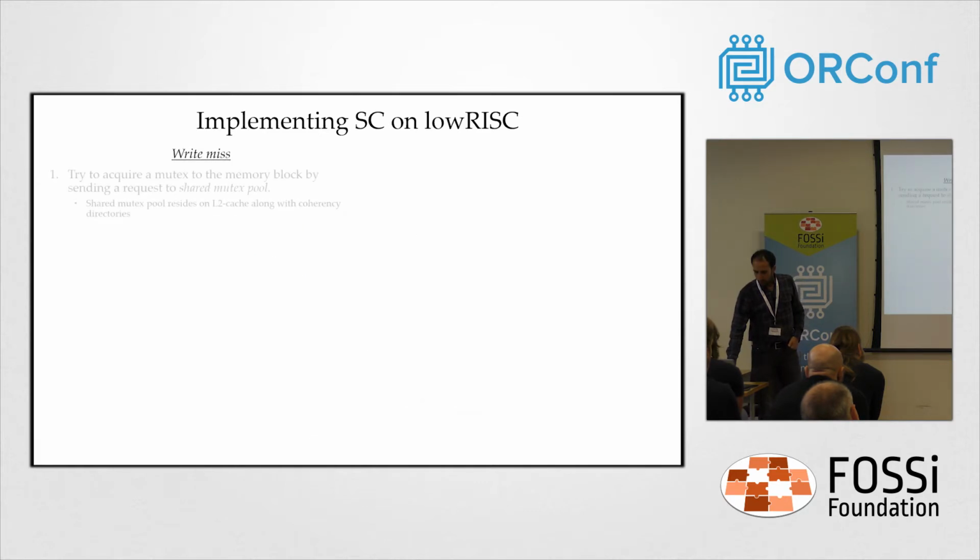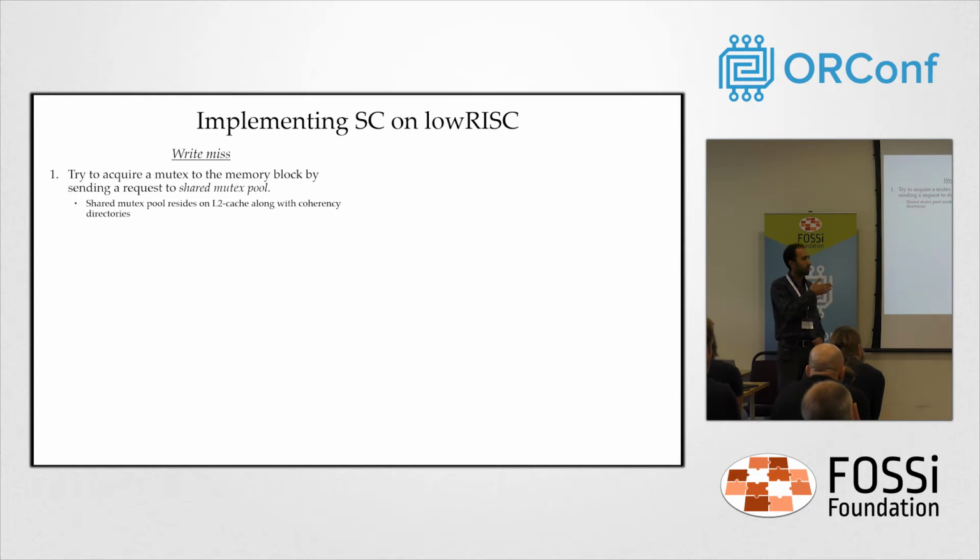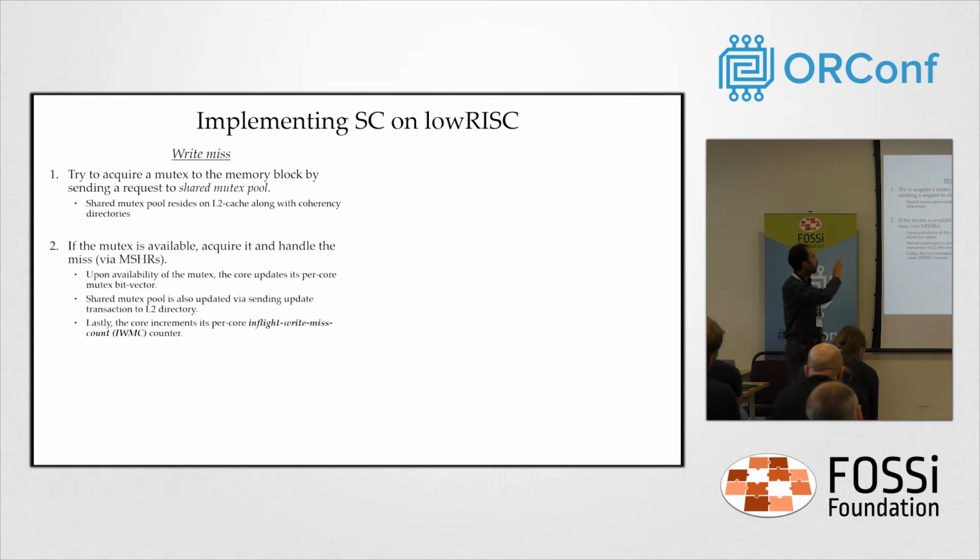So these are the steps. I probably won't go into details on all of them, but on a write miss, we try to acquire a mutex, in which we send a request to the shared mutex pool. As you may have seen, there must be a shared consistent state between all processors so we can coordinate. If the mutex is available, we just acquire it and handle the write miss. This can also be a read miss, by the way. It's not only for write misses.